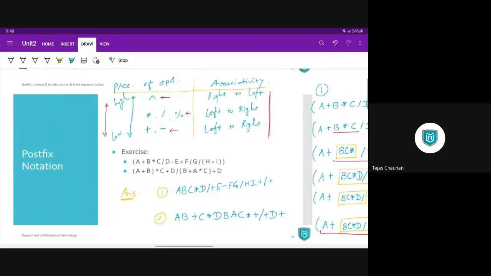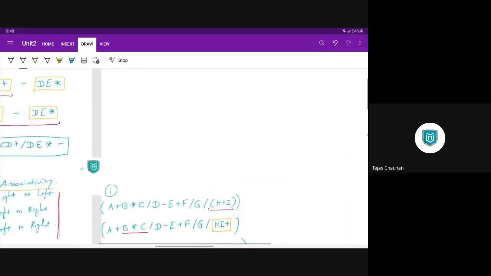But the exceptional case here is the power operator. If you do have two power operators side by side, then the power operator has right to left associativity. Now, just to understand this one, let me give you one example.